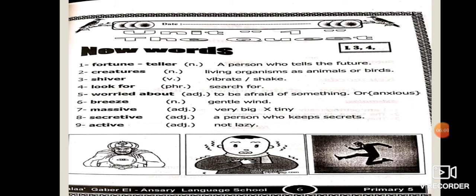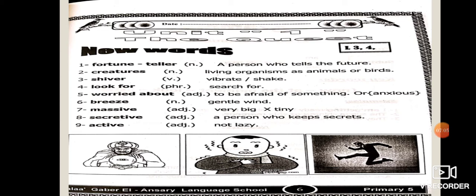From number 7 till number 9, this is our phonics in this unit. We bring a noun, a word, and we add -ive at the end and it changes into an adjective. Like massive, like secretive, like active, like expensive. These are adjectives. So we knew that massive is very big or huge. The opposite is tiny.